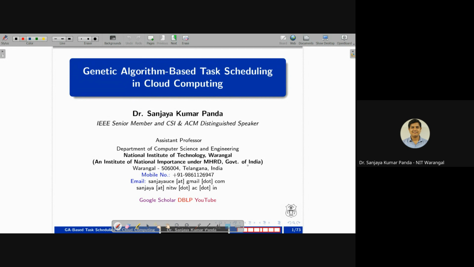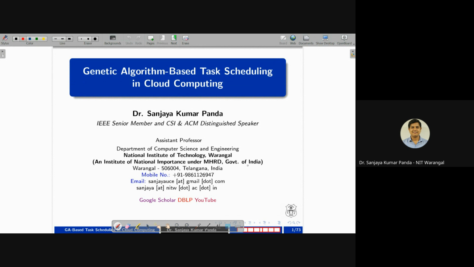So, in today's two sessions, we are going to discuss some of the optimization techniques which are applied in the field of cloud computing. Optimization techniques are one of the important subcomponents of artificial intelligence. So we have planned to cover some of the optimization techniques which are applied to various research areas of cloud computing. Specifically, in this session we are going to discuss the genetic algorithm, and how the genetic algorithm is applied in the field of cloud computing.